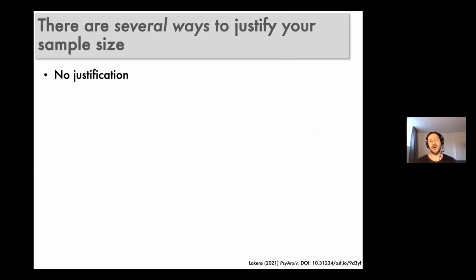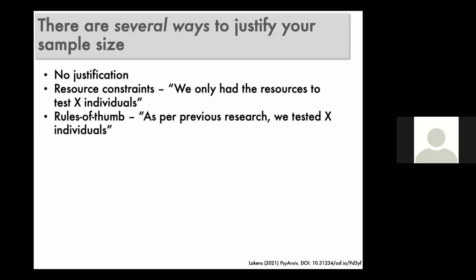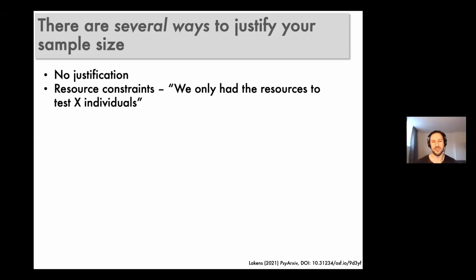Okay. Now, in terms of actually figuring out the sample size for your study, there are a couple of ways that you can do this. There's a really great preprint that came out from Daniel Lakens, I think it was a couple of weeks ago, which outlines the ways that you can actually justify your sample size. Now, there can be no justification, and that's fine. Most papers don't give any justification at all. But if you're explicit by saying, hey, we don't have any justification, this is what we're doing, that's better than nothing. There's also this idea of resource constraints.